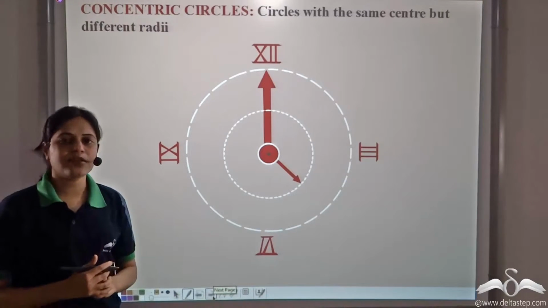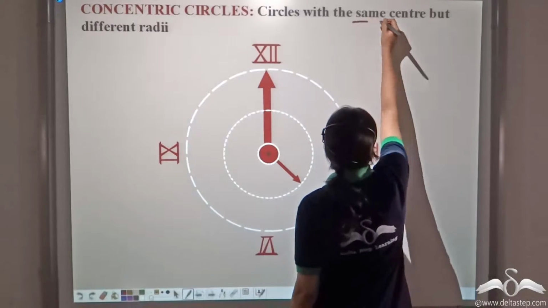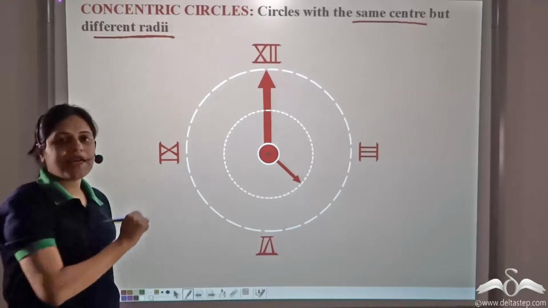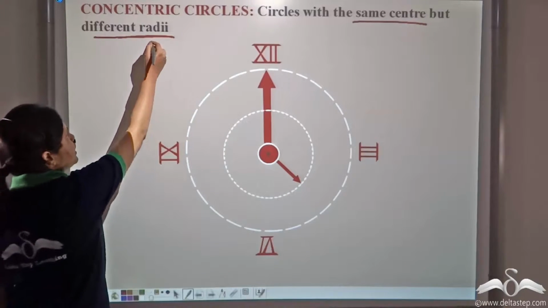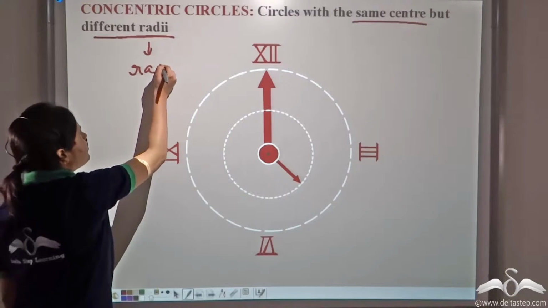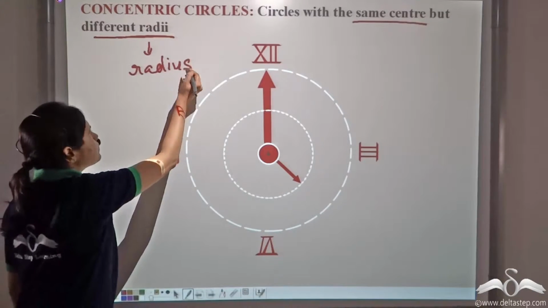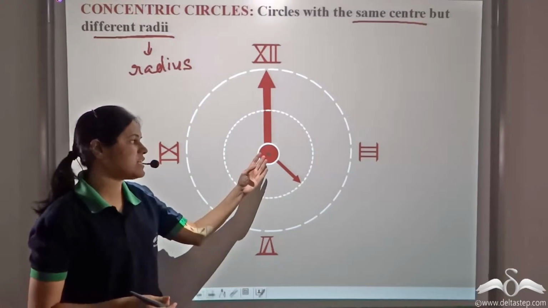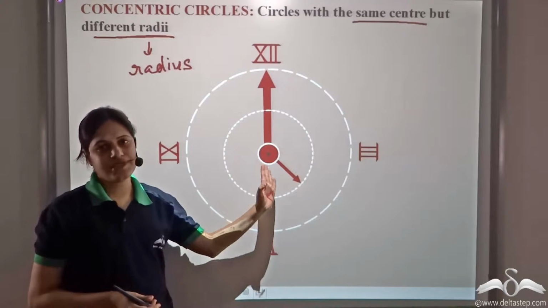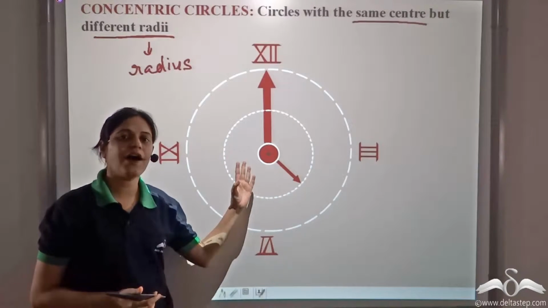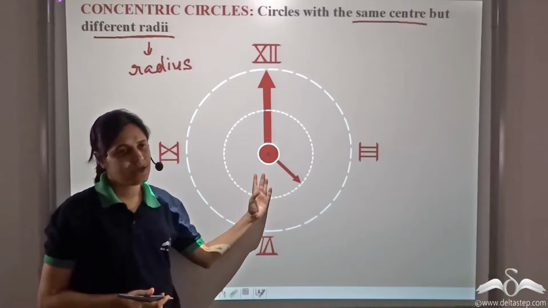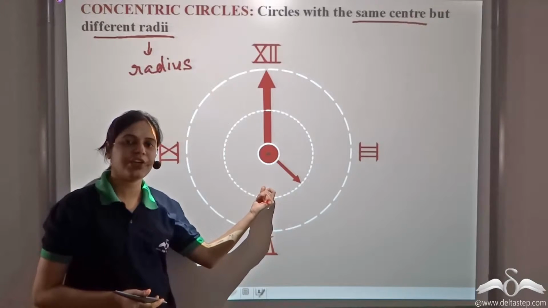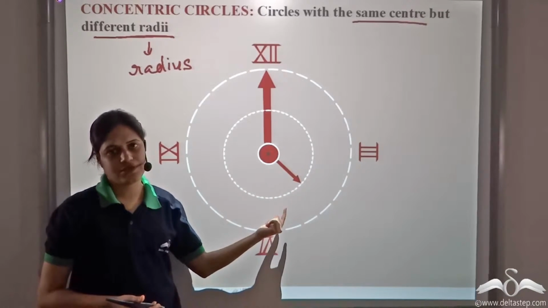Concentric circles are the circles with the same center but different radii. Radii is the plural of radius. So two or more circles with the same center but different radius or different radii are called concentric circles. Now keeping the center same, as soon as we change our radius, we get concentric circles.